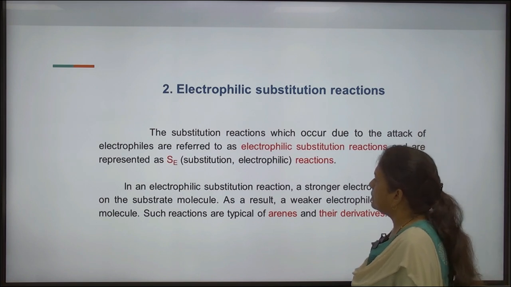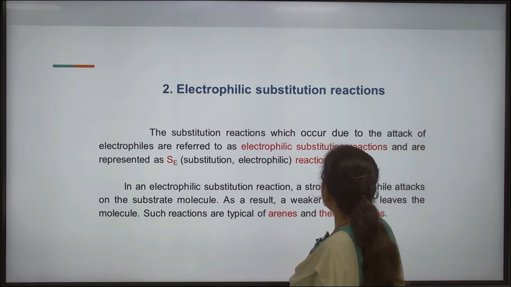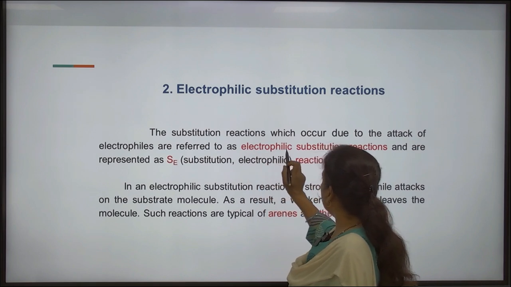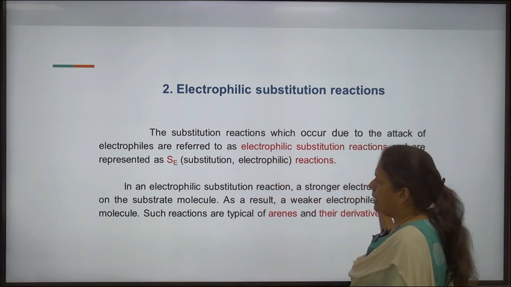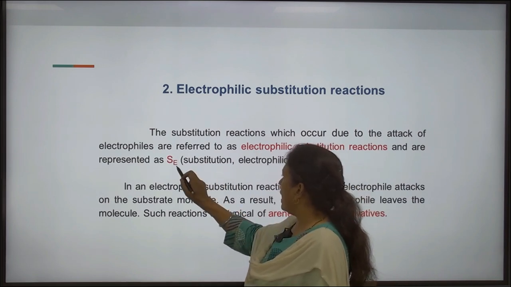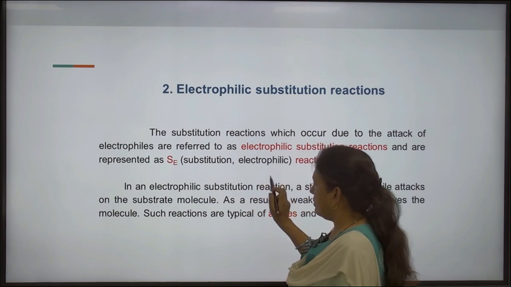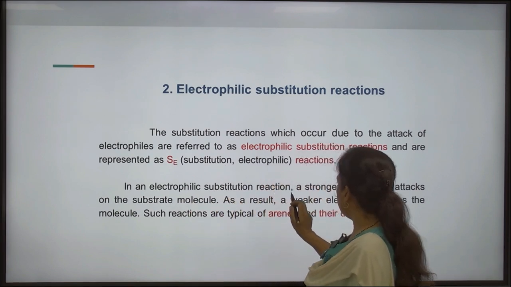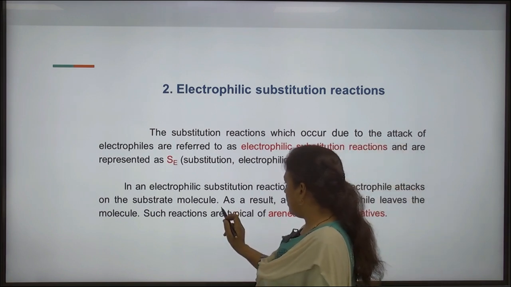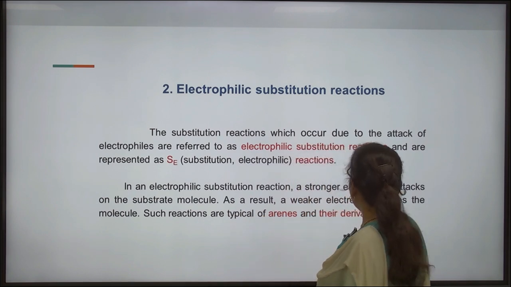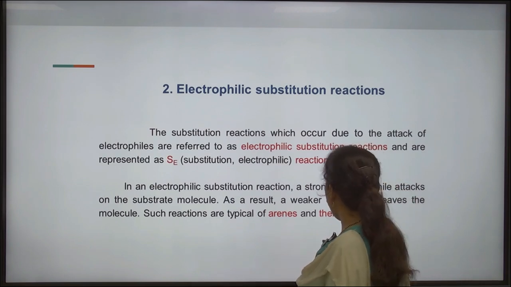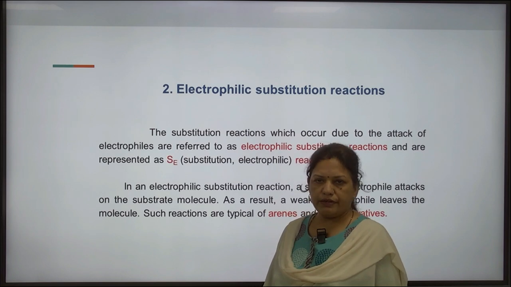Electrophilic substitution reaction. The substitution reactions which occur due to the attack of electrophiles are referred to as electrophilic substitution reactions and are represented as SE reactions. Here S is substitution and E denotes electrophilic. In an electrophilic substitution reaction, a stronger electrophile attacks the substrate molecule. As a result, a weaker electrophile leaves the molecule. Such reactions are typical of arenes and their derivatives.